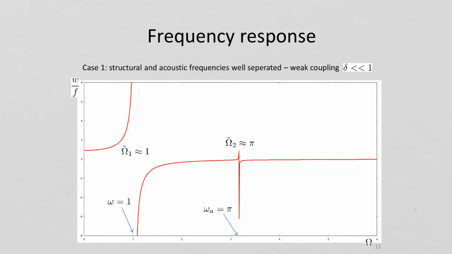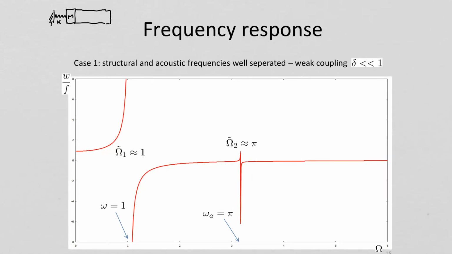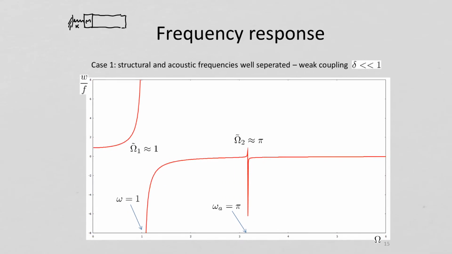Okay, so we can exemplify how this manifests itself in a frequency response. This is not solving the eigenvalue problem, this is solving a forced vibration problem. So here we assume that we have a system, it could look like this. We have our spring, we have our mass, we have our acoustic medium here, which is closed. And then we have an external force acting on our structure as well.